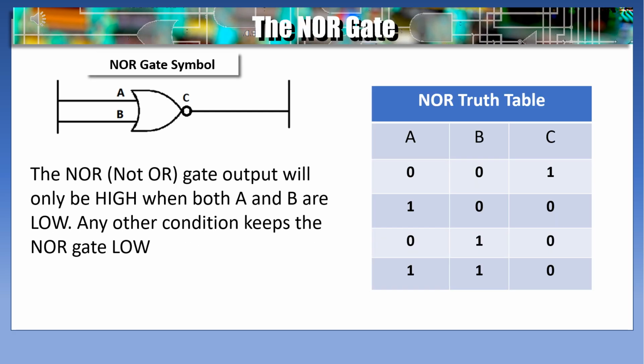According to the NOR, or NOT OR gate truth table, the gate's output will only be high when both A and B are low. Any other condition and the NOR gate will go low. Just to be clear, let's look at the truth table closely. When A is high and B is low, then the normally high output is inverted and the final output is low.